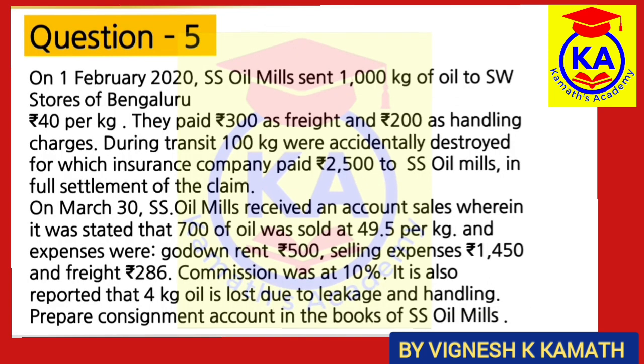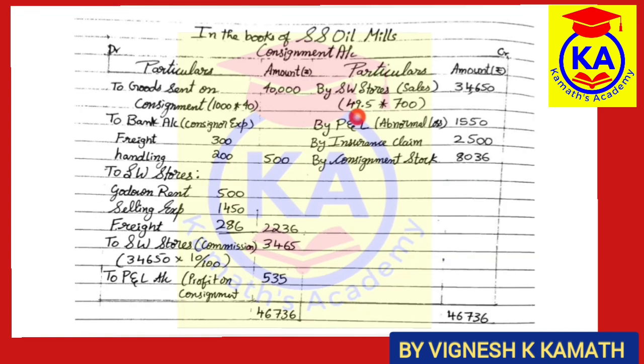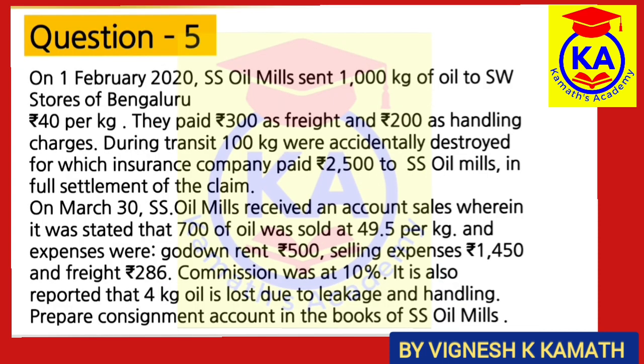So we have to find the sale. What is the value of sale? 700 kgs of oil was sold at 49.5 per kg. So 49.5 into 700 comes up to the value 34,650. On 34,650 we have to charge 10% commission. 10 by 100, you are going to get the value as 3465 as commission. To SW Stores, in bracket commission 3465. I hope you're clear with this, right?